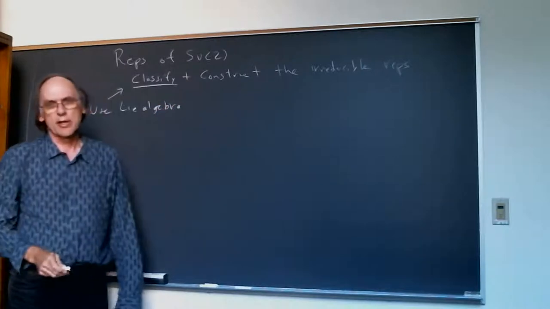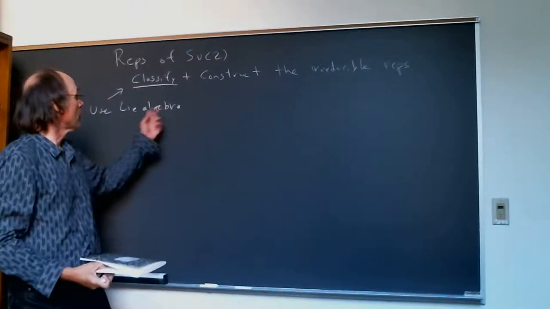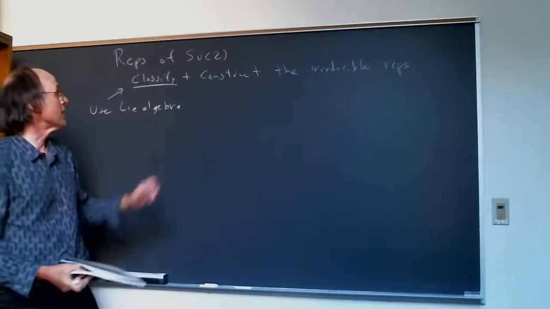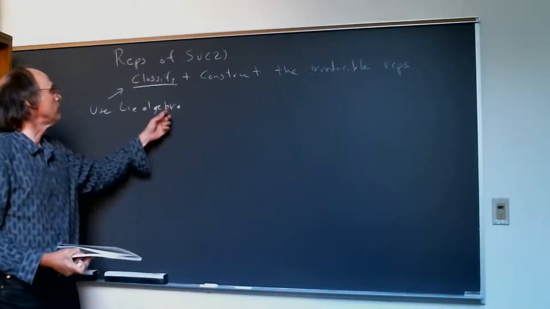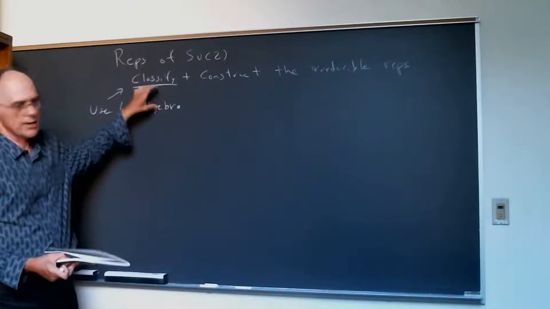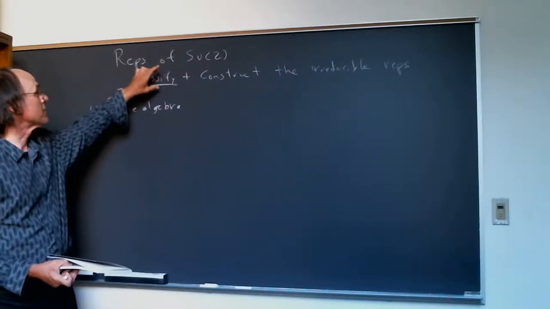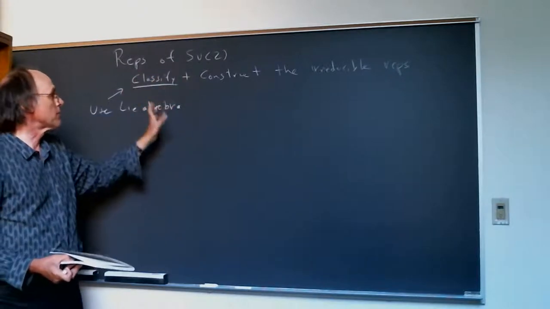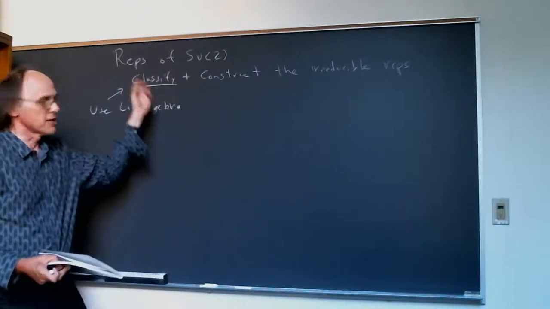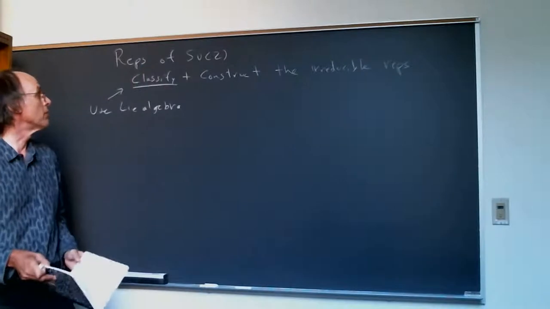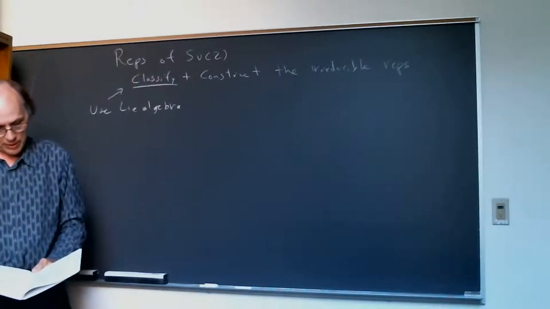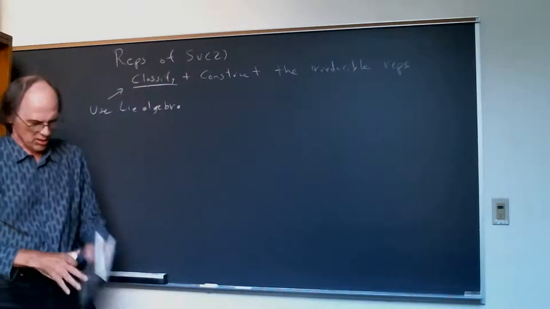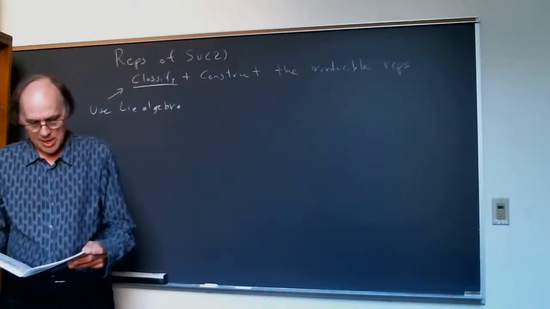We're going to use what we know about what it means for something to be a Lie algebra representation, and we're going to find the possible Lie algebra representations of SU2, and then since they're finite dimensional, by exponentiation you can get representations of the group.